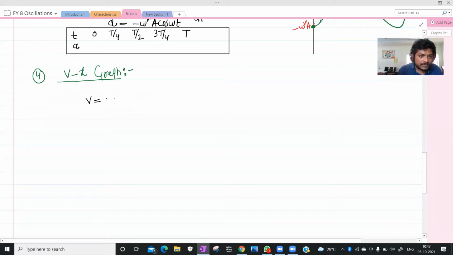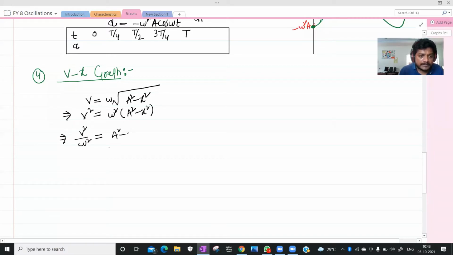Velocity v equals omega times under root of a square minus x square. Do you remember? We derived this expression, right? Squaring on both sides, v square equals omega square into a square minus x square. So from this we can write v square by omega square equals a square minus x square. From this, v square by omega square plus x square equals a square.